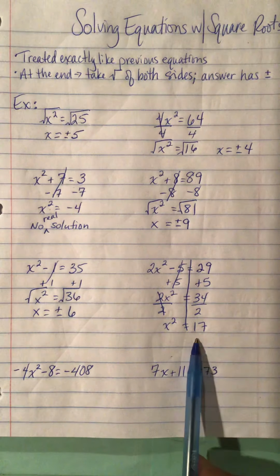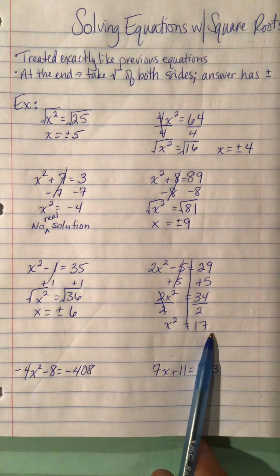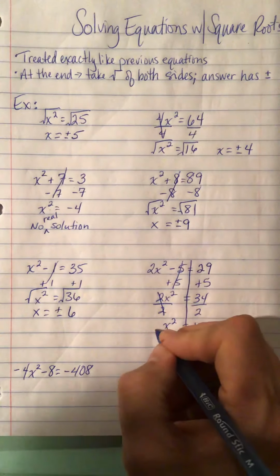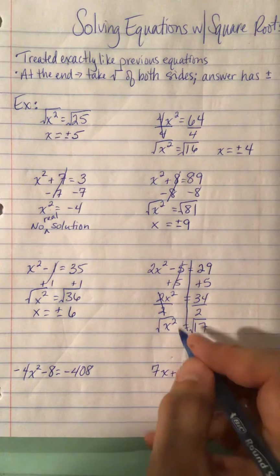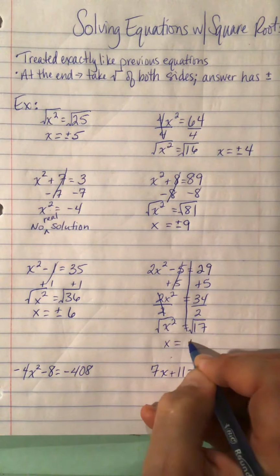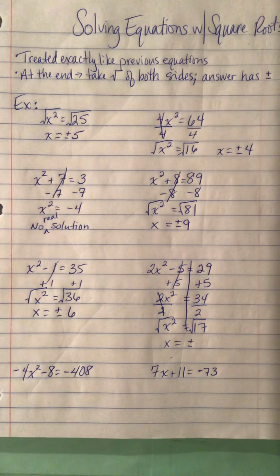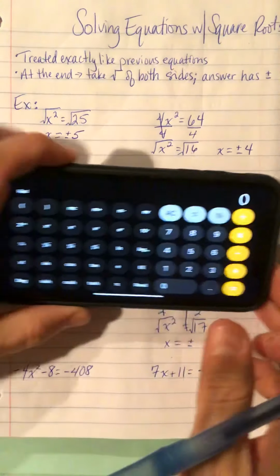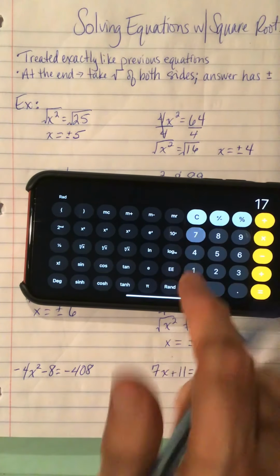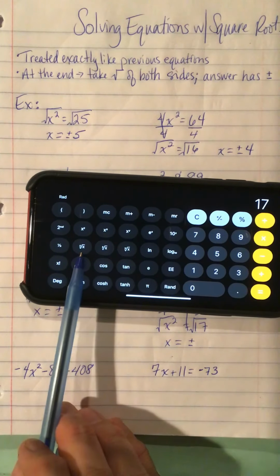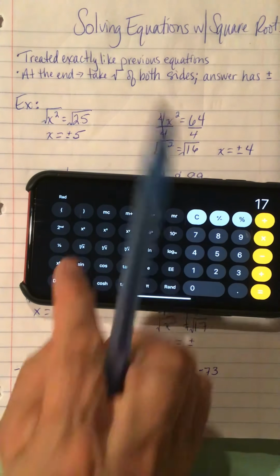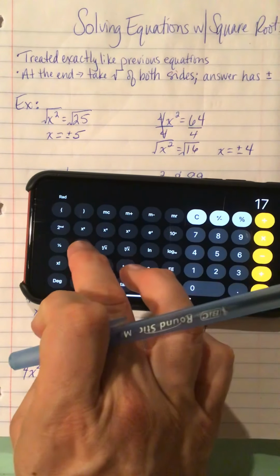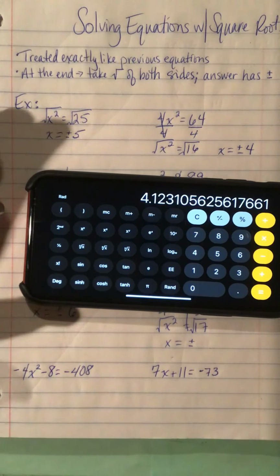Now, 17 is not a perfect square. No integer times itself will give us 17. But we can continue working. We're going to take the square root of both sides, and x equals plus or minus. Now here's where we're going to want to use our calculator. On our calculator, if we take 17, and over here you see we have square root. We take the square root of 17, just once. You get this nice big long decimal.